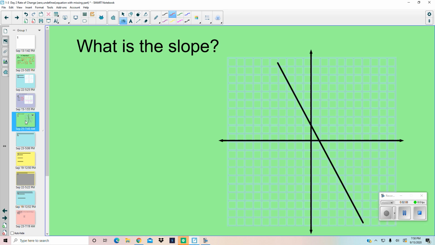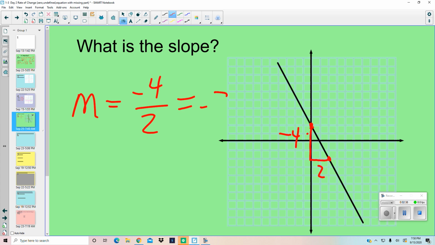So when you're looking at the graph of a line and you're asked to find the slope, you could just find two ordered pairs. So here's one, and then here's one, and you could use the slope formula, or you could look at that and determine the rise versus the run. If I look at the rise, I'm going down 1, 2, 3, 4 spots. So that's -4. And the run is to the right 2 spots. So my slope would be -4 over 2, or just -2. Okay, so you can look at the two ordered pairs or look at the rise and the run.